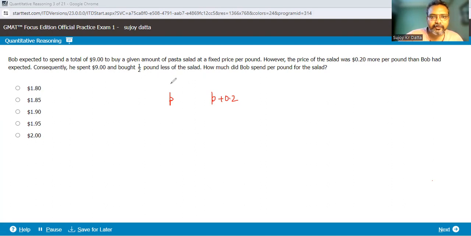So basically what they're trying to say is, and the question is asking how much did Bob spend per pound of the salad? Okay. So per pound of the salad. So if that's P, then we are basically saying that 9 over P minus 9 over P plus 0.2 should be half. All right. Now this is going to be a quadratic. So instead of solving that, let's plug in values.